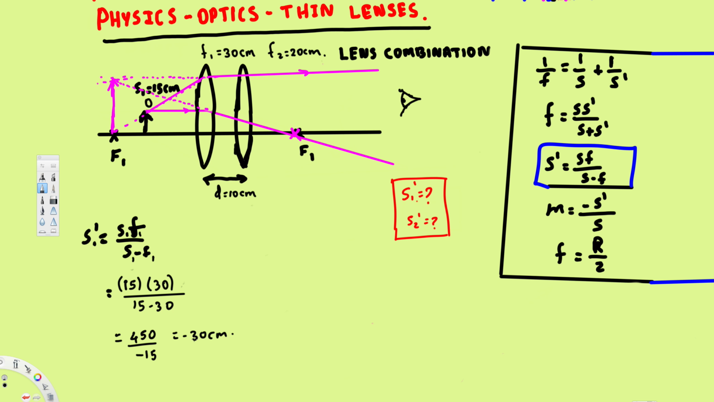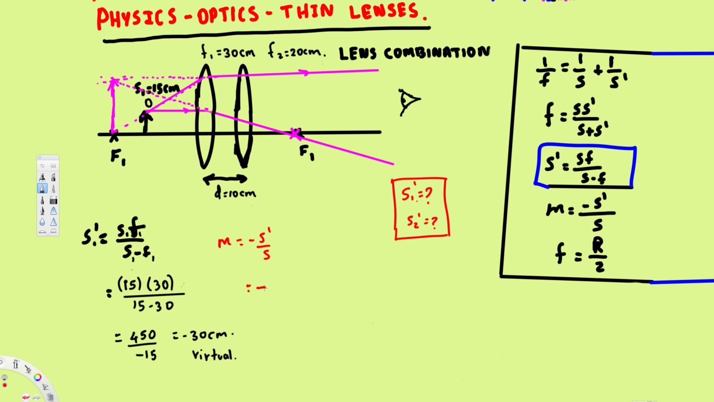Since we have a negative value, this means the image is virtual, and it makes sense because we are getting the image in front of the lens, so this is definitely a virtual image. Now, to prove that it is upright, we can use the magnification equation. The magnification equation is m is equal to negative s prime over s, where s prime is the image distance that we found right here.